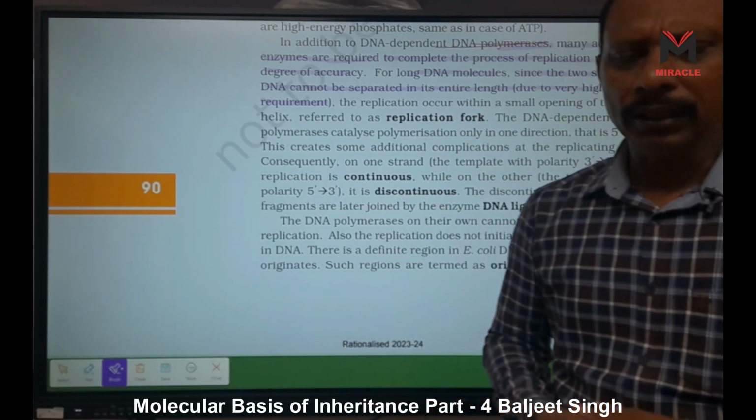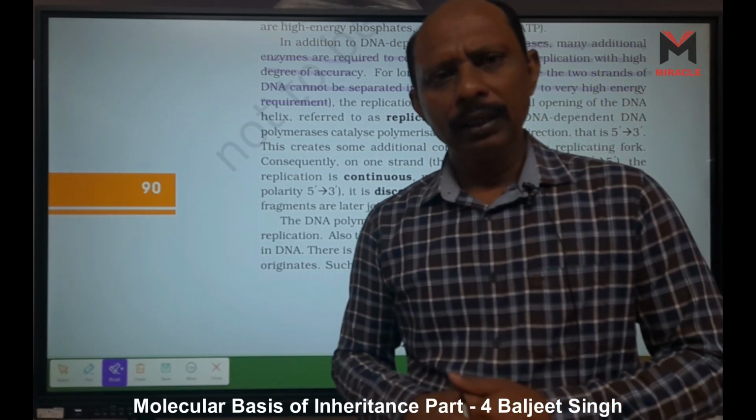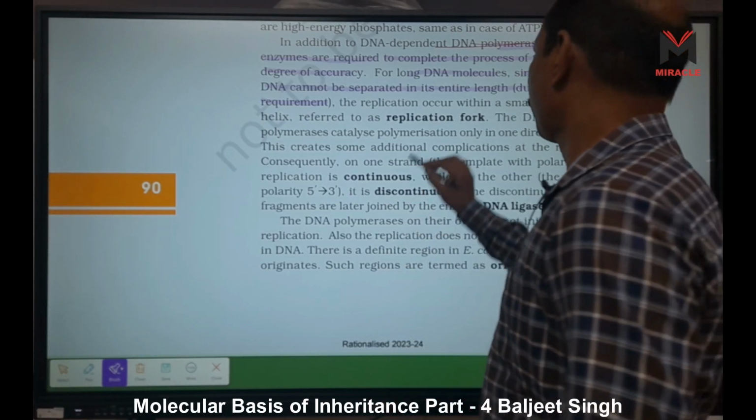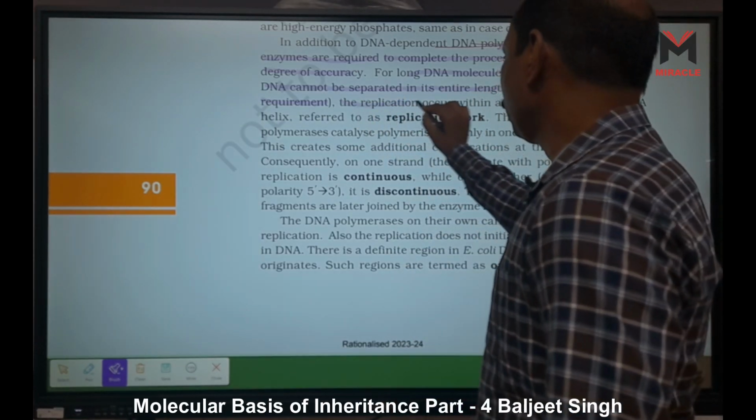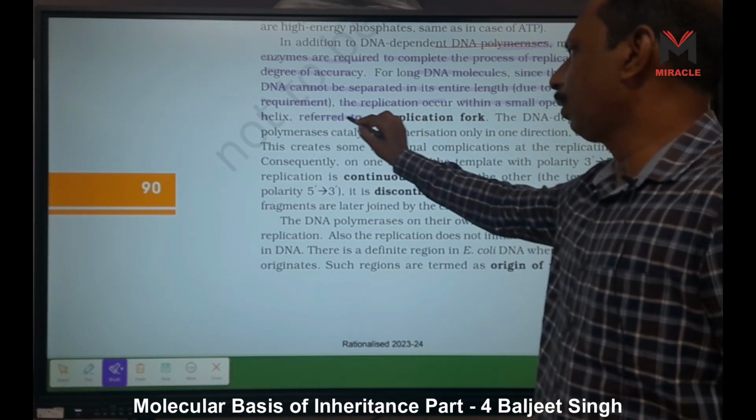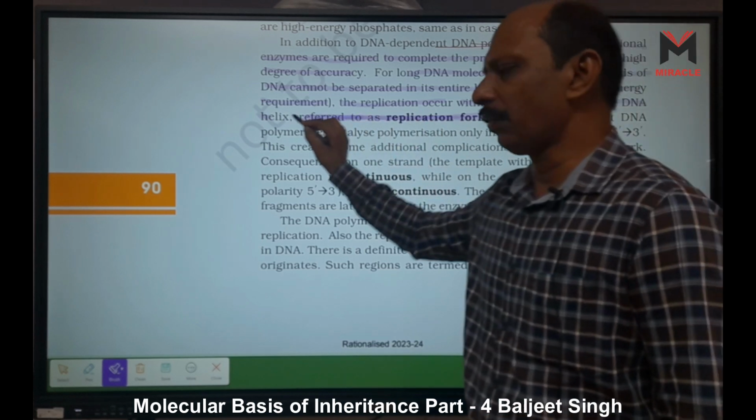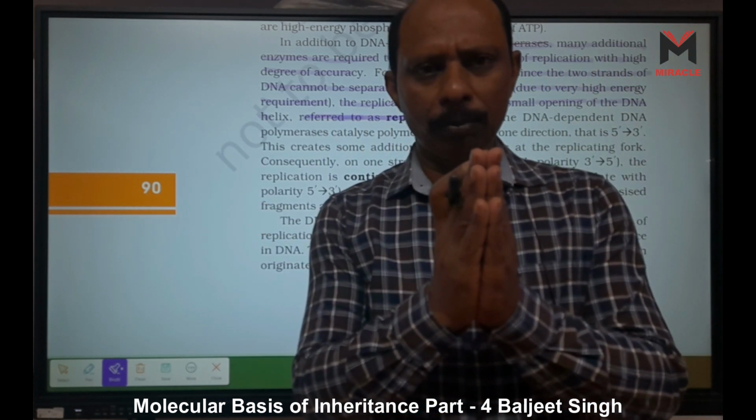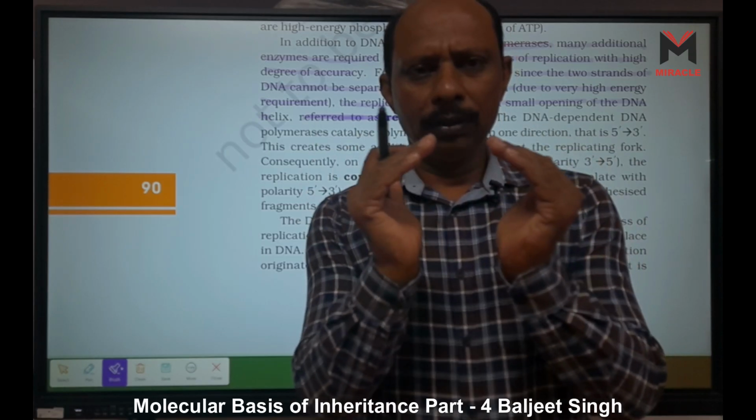But in prokaryotes, only one initiation site, or only one origin of replication, is there. The replication occurs within a small opening of the DNA helix, referred to as the replication fork. This one is called the replication fork. When they break the hydrogen bond, what happens? A fork is formed, right?